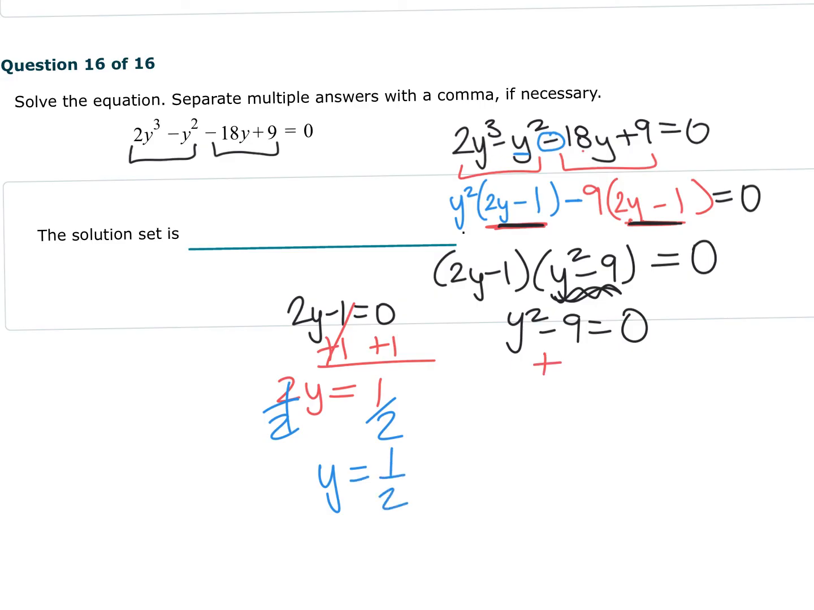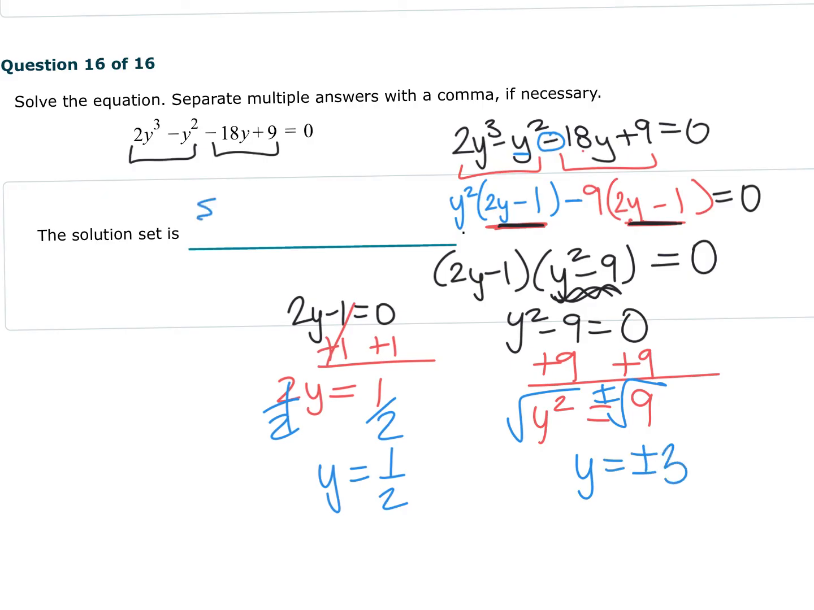And then over here, I add 9 to both sides. And I have a y squared, though, so when I take the square root, I don't want to forget the plus or minus. The square root of 9 is 3. So I have 3 solutions: negative 3, positive 3, and positive 1/2.